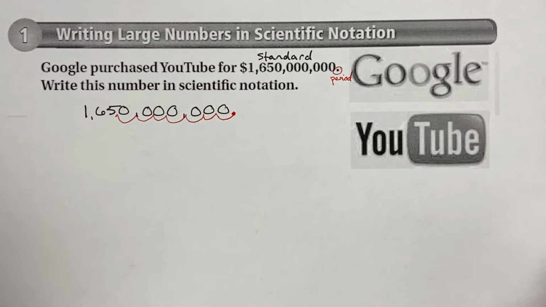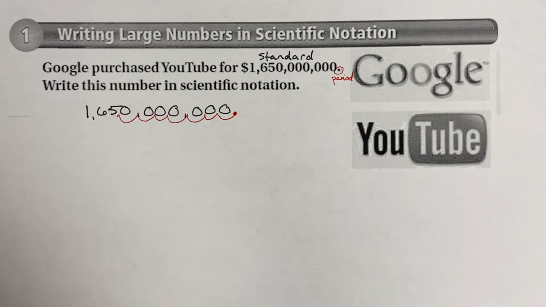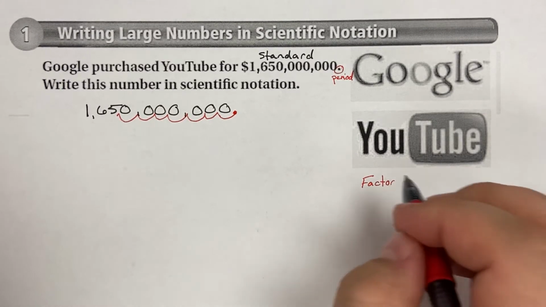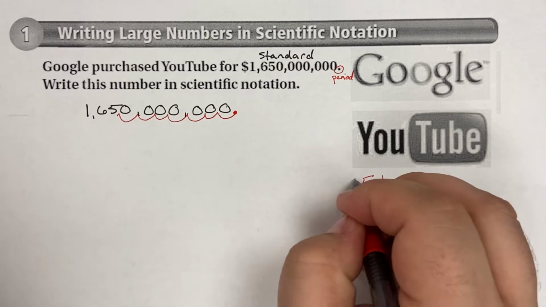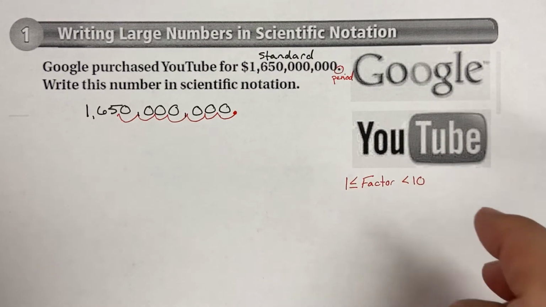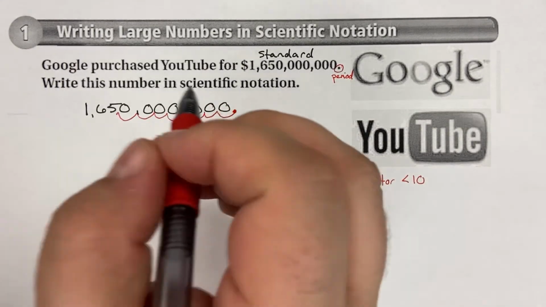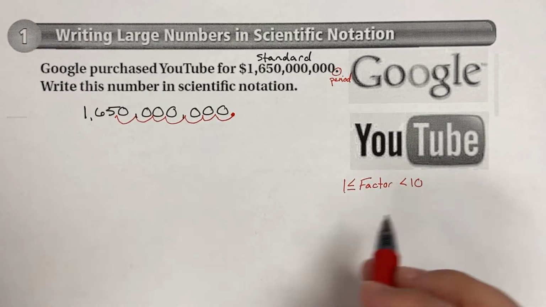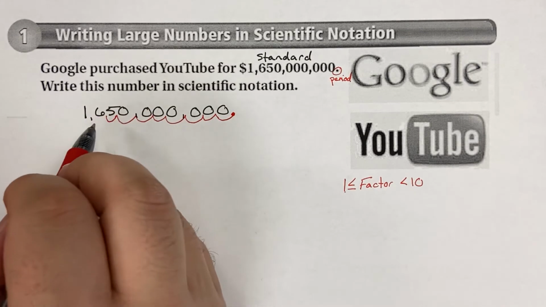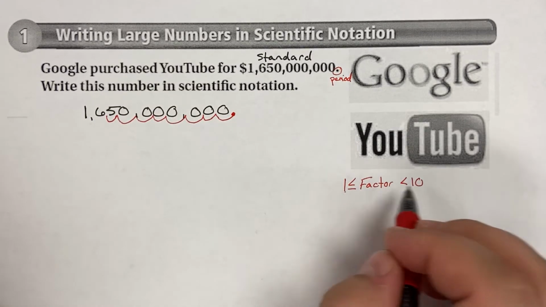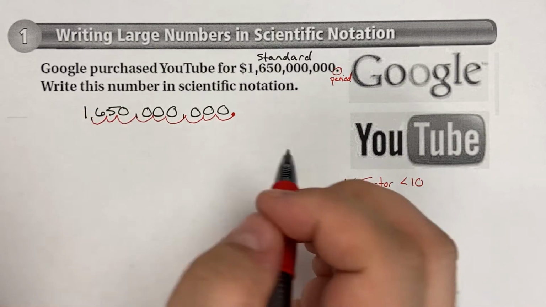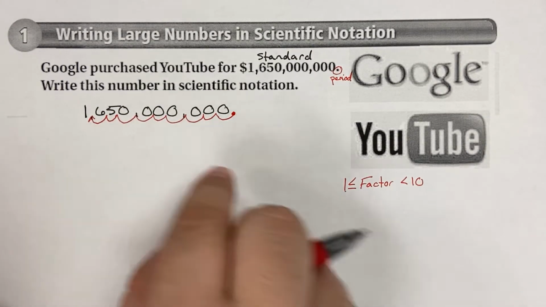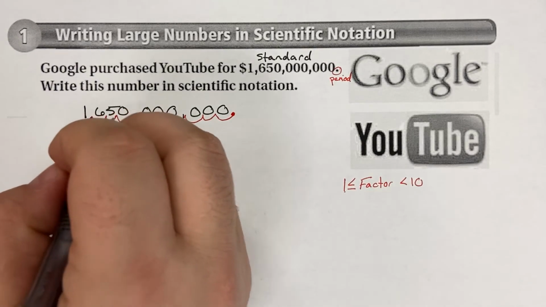Now here's where some people would stop. But there's going to be a problem. Our factor has to be less than 10, but greater than or equal to 1. In other words, it has to be between 1 and 10, and 1 can be included. So I don't have that. If I stop here, I've actually got 165, which is not between 1 and 10. So I go one more, and now I have 16.5, which is still not between 1 and 10. So I go one more, and I get 1.65, and finally I'm done, because I have a number, 1.65, between 1 and 10, where 1 can be included.